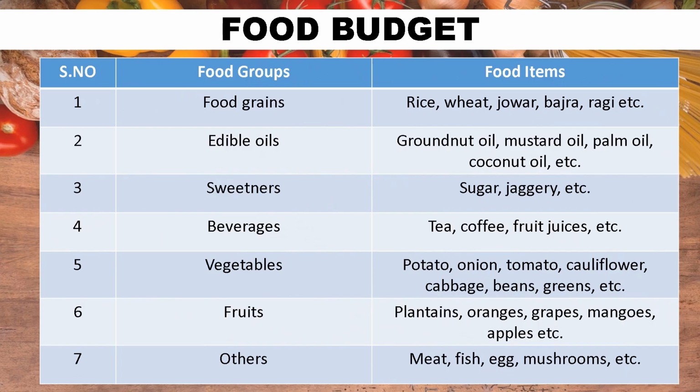When we talk about vegetables, there are potato, onion, tomato, cauliflower, cabbage, beans, and many more. When we talk about fruits, there are orange, grapes, mangoes, apple, etc. And we talk about other things like meat and poultry. There are other things also available: meat, fish, egg, mushrooms. Now in addition to this, there are spices, condiments, and various ready-to-eat items.